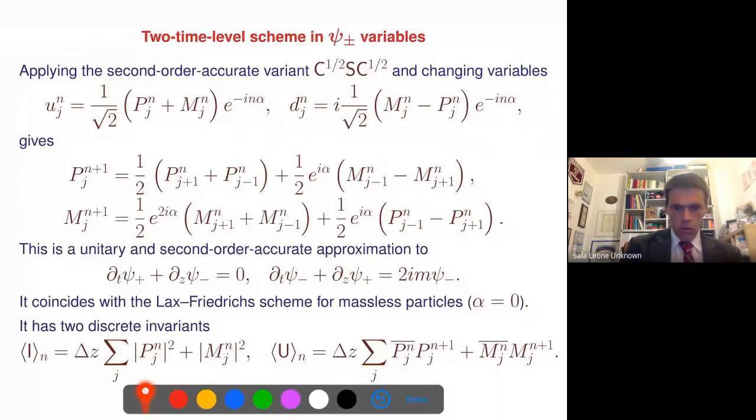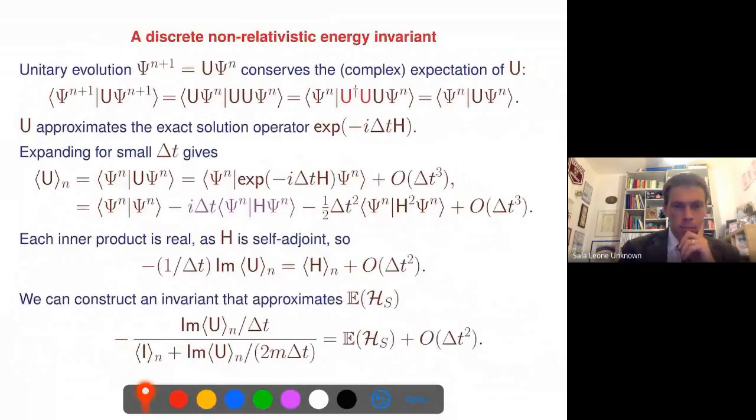And this thing, I'll explain on the next slide, it's the expectation of the evolution operator. So it's combining P conjugate at time level N with P at time level N+1, ditto for the M's. Why should I care about that? Well, any unitary evolution conserves the expectation of its own evolution operator. So if we look at the expectation of U here, psi N+1 is U times psi N. I pop that in. I take the U over to the other side as the U dagger, Hermitian conjugate, use unitarity. So this red thing is just the identity, and I get the expectation at the earlier time.